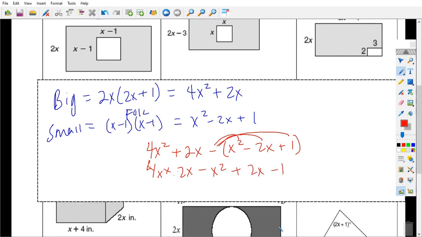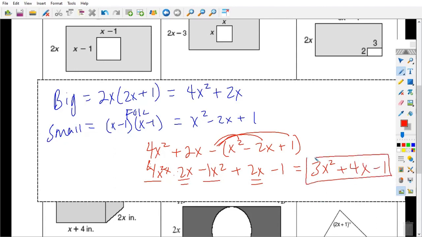Okay, you have to change every single sign. You can't just change the first one. You have to change the sign of all of the terms. All right, now we just clean it up. Okay, there we go. So first up, we have 4x squared and negative 1x squared, and that gives us 3x squared, plus 4x, and then minus 1. So that would be the area of the shaded region, okay? So just make sure when you're subtracting more than one term, you have to subtract all of them, right?